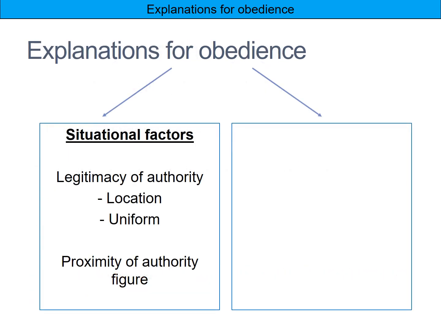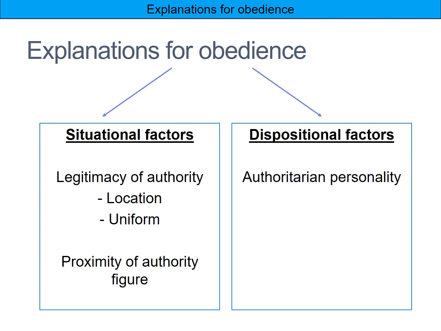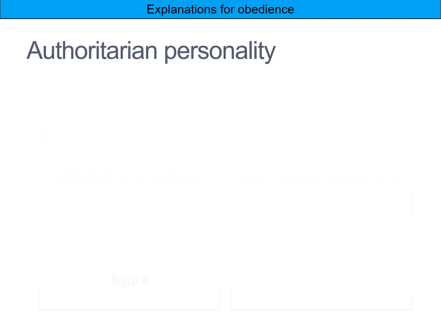So we've gone through situational factors. As I've said, location and uniform kind of come under the legitimacy of authority explanation. However, they can also be used as their own separate explanations. I've also gone through proximity of authority figure with you. Moving on to dispositional factors, which we're going to look at, the authoritarian personality.